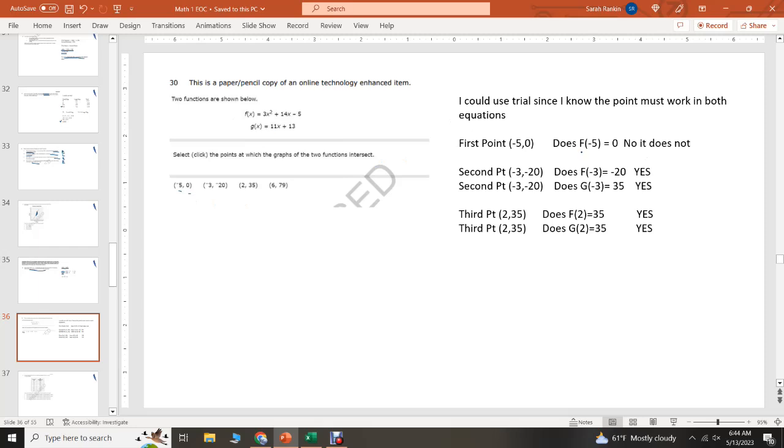Well, this first one, -5, 0, does not work in f of x, so I can throw it out immediately. The second point, yep, it works in f of x. Now I got to make sure it works in g of x. Yep, it works in g of x, so good. And then the third point, does it work in f of x? Yes, it does, because when I plug 2 in for x, I get 35 for y in both f of x and g of x. So the two they want are these two right here.